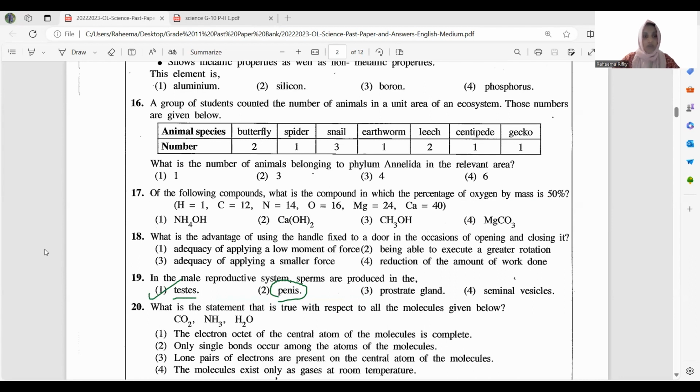Right. Next, we are moving to question number 20. What is a statement that is true with respect to all the molecules given below? So actually, I'm going to draw these structures like this. I hope that you all have seen this. Okay, this is carbon dioxide. The other one is ammonia. This is how we draw ammonia, NH3. And we have a lone pair here.